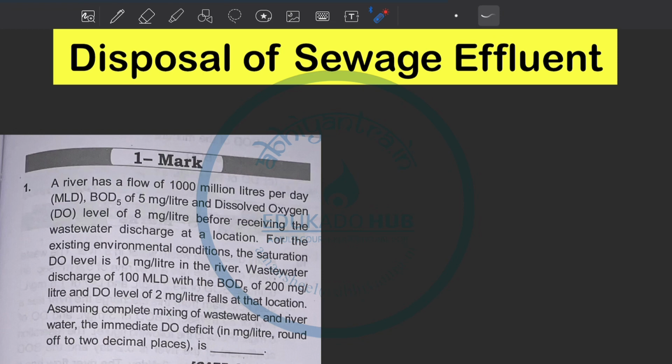So the normal river condition is given: it is flowing at the rate of 1000 million liters per day. It has a BOD of 5 milligram per liter. It is having dissolved oxygen of 8 milligram per liter, which is very good before receiving any wastewater discharge at the location. Now for the existing environmental conditions, the saturation DO level is 10 milligram per liter. That means the maximum DO at any temperature this river can attain is 10 milligram per liter.